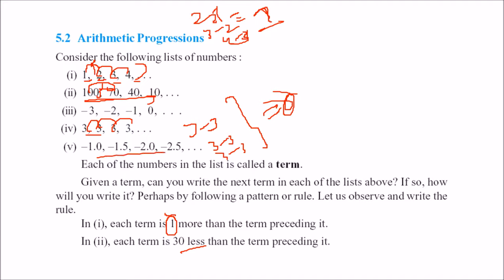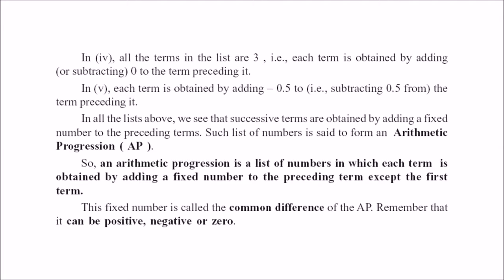Similarly for this case, this kind of list where successive terms are obtained by adding a fixed number to the previous or preceding number is known as arithmetic progression. Let us generalize and formalize the definition. An arithmetic progression is a list of numbers in which each term is obtained by adding a fixed number to the preceding term except the first term.